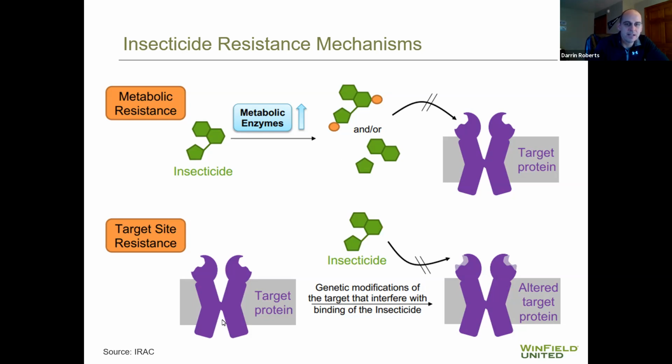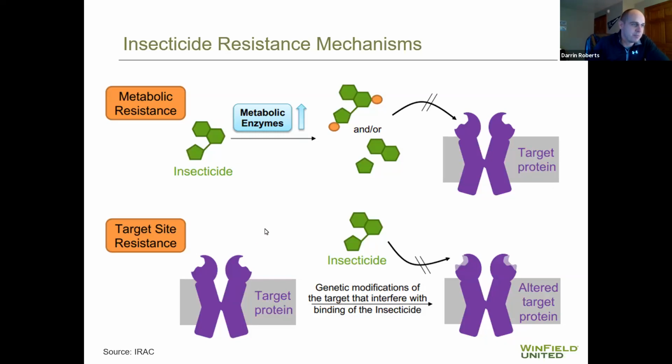There's also target site resistance, where instead of metabolizing the insecticide, the insect is changing the binding site at the protein. If we've changed exactly how that target area looks, or how it's made up at the protein, then the insecticide can't bind to that area. So two common ways that we develop insecticide resistance: either metabolism based or target site.